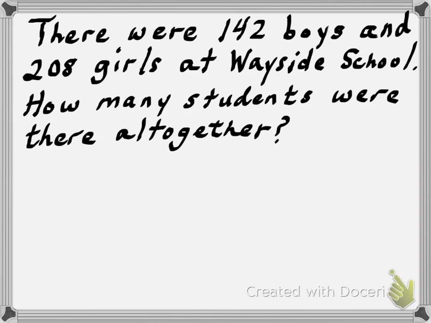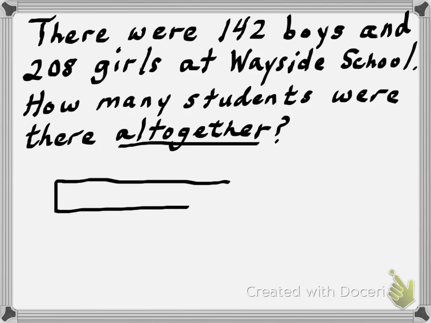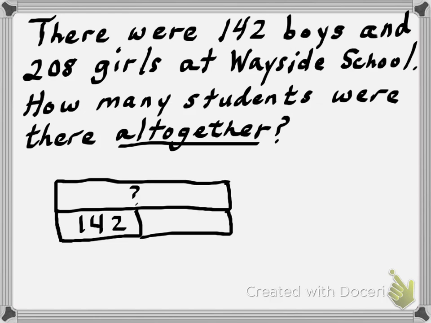Okay, so there were 142 boys and 208 girls, and what they're asking me is to find how many students there were altogether. That word altogether is a key to knowing what I don't know, which is the whole. I want to know how many there were altogether. So my unknown is my whole. I know that there were some boys, and I know that there were some girls. Put your 142 in your smaller block because it's less than 208.